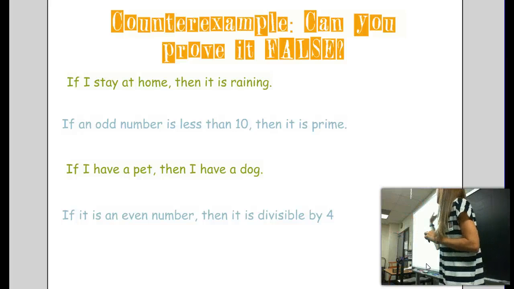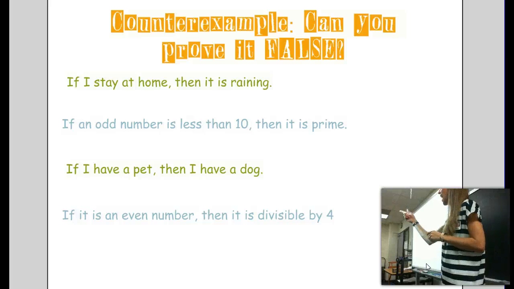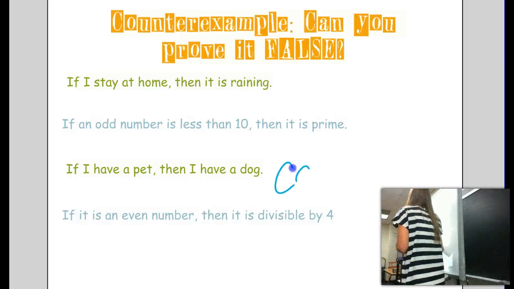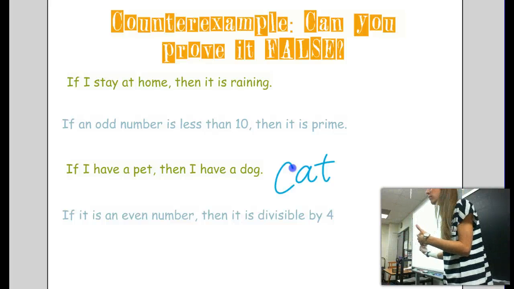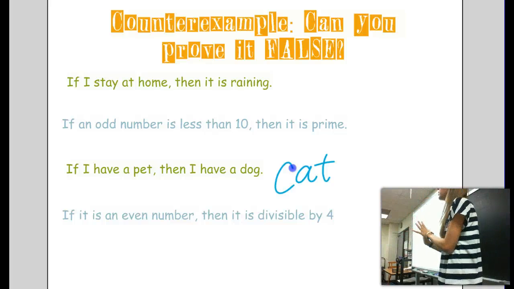If I stay home, I don't like that one, actually. If I have a pet, then I have a dog. What's a counterexample to that? Cat. Yeah. Do you see how a counterexample is just one word? Did I write a whole sentence? No. A counterexample, you don't need to write a sentence. It's simply a word.